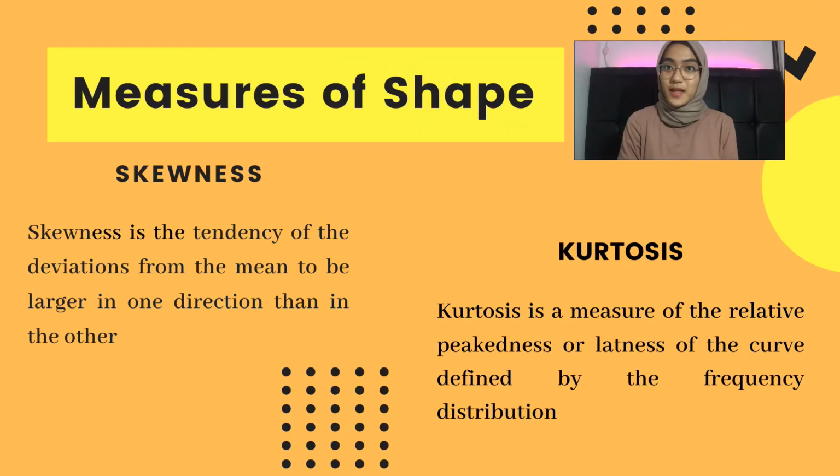Measures of shape. There are skewness and kurtosis. Skewness is the tendency of the deviations from the mean to be larger in one direction than in the other. Kurtosis is a measure of the relative peakedness or flatness of the curve defined by the frequency distribution.